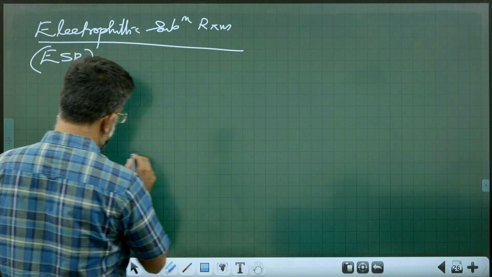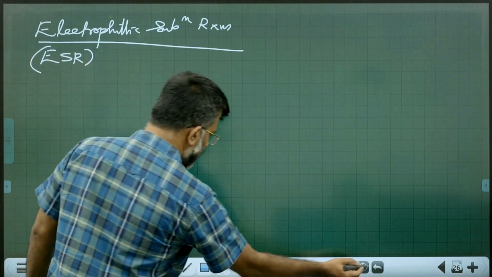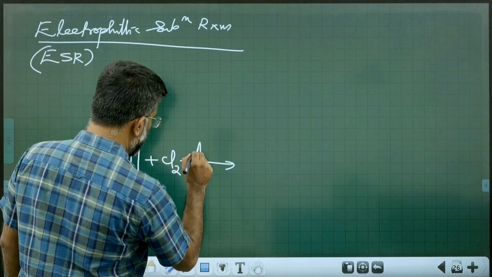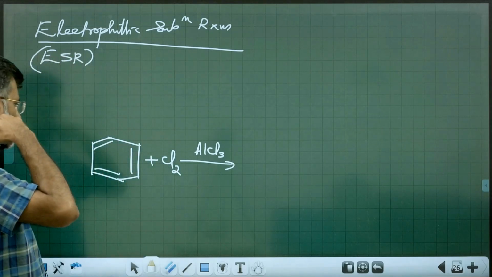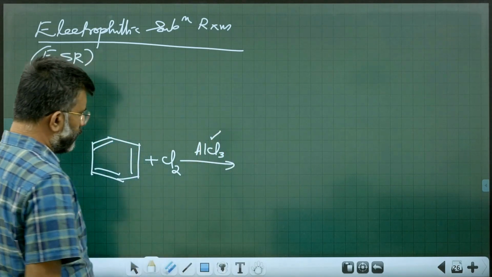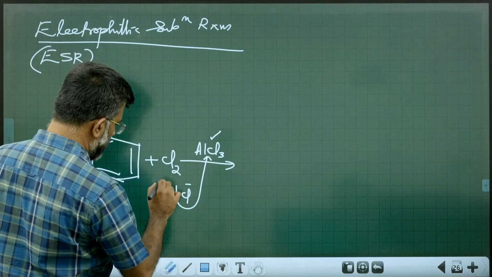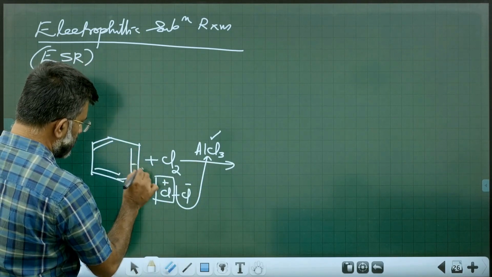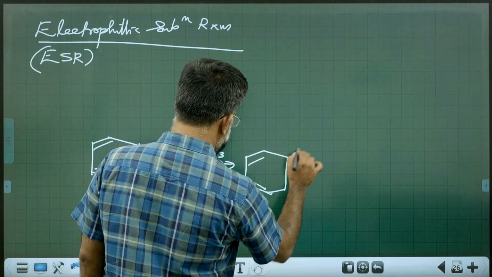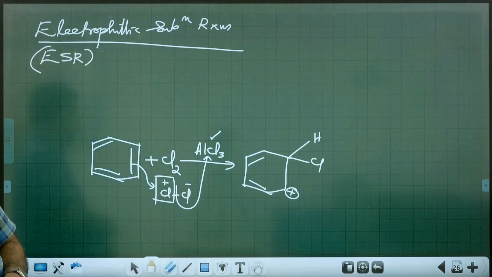Suppose we take up benzene, benzene treated with chlorine with a Lewis acid, anhydrous AlCl3. All of you know aluminium chloride is electron deficient and acts as a Lewis acid. So what happens is in Cl-Cl, the Cl minus is withdrawn by AlCl3 and you get Cl plus, and that Cl plus is attacked by benzene. And what do you get? You get an intermediate like this. This is hydrogen, this is chlorine, and you get an arenium cation like this.